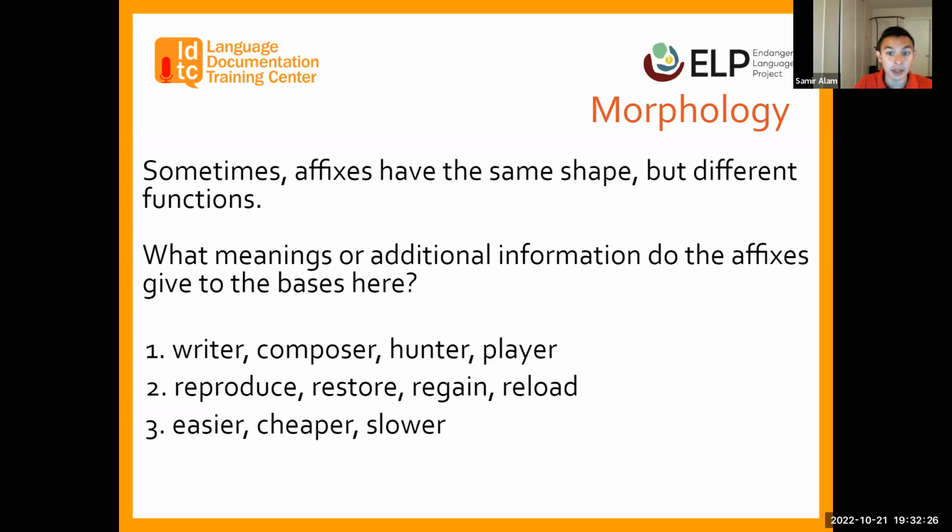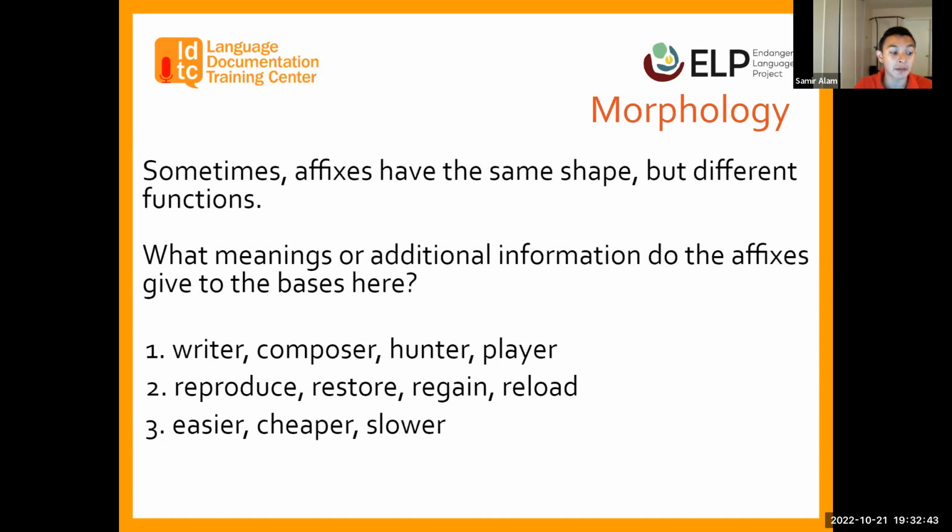So we have an R and an E. Once again, the form is very similar to the affix that we saw in 1, but it has a completely different use. So reproduce, the RE in 1 and 2 has a different meaning and a different function.